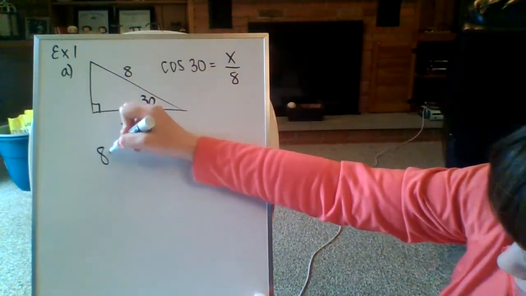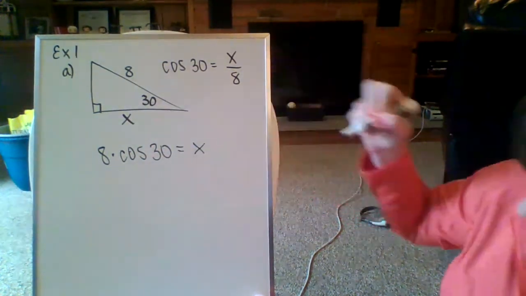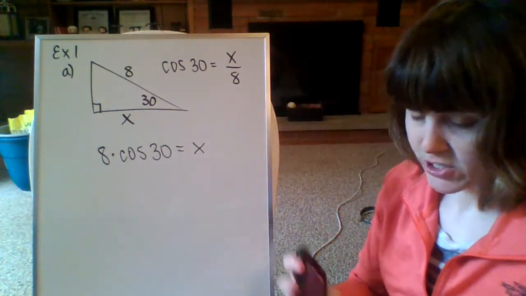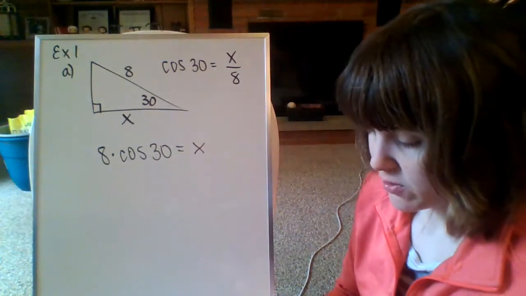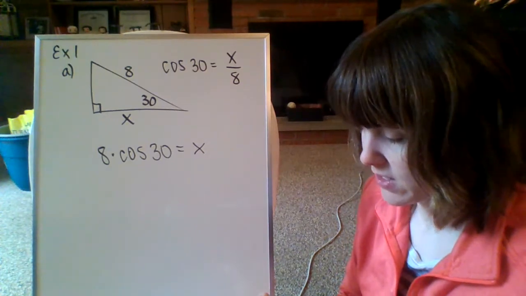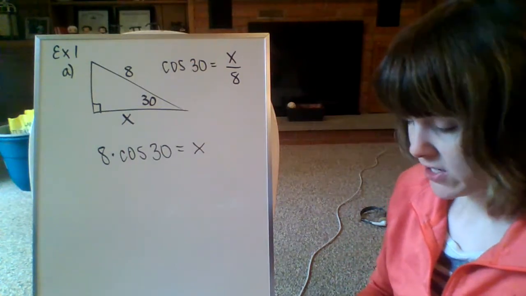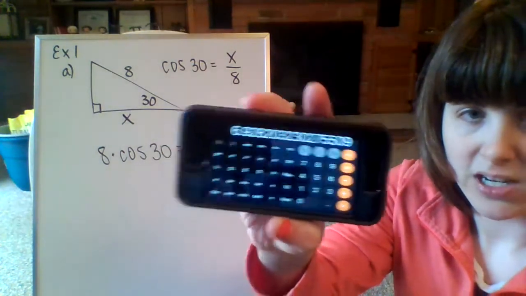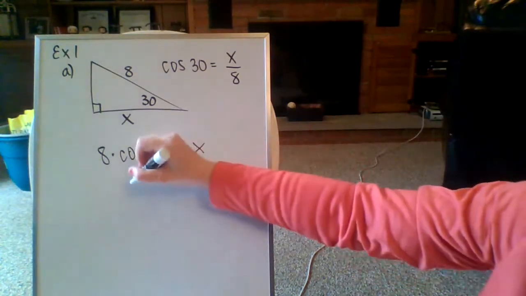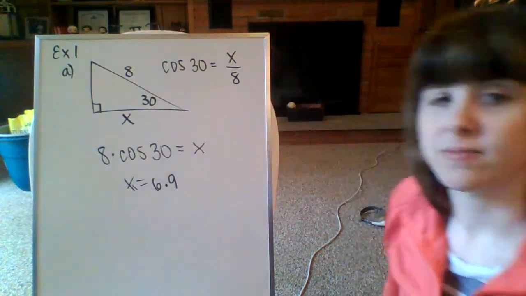So I'm going to write that down here. 8 times cosine 30. Now, to type this in on your phone calculator, get out your phone calculator, be sure it's turned sideways. We're going to do 30 cosine times 8. So 30 cosine times 8. And we're going to round it to the nearest tenth, and we'll get 6.9. Okay, so the answer to this one is 6.9. Ta-da, we did it.